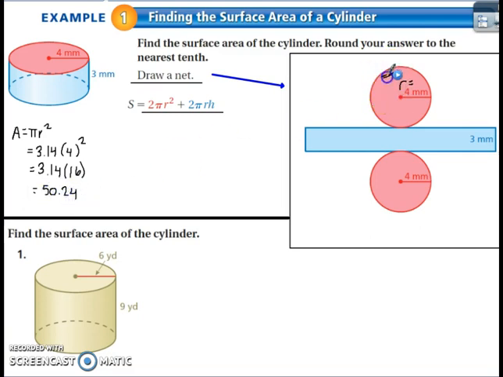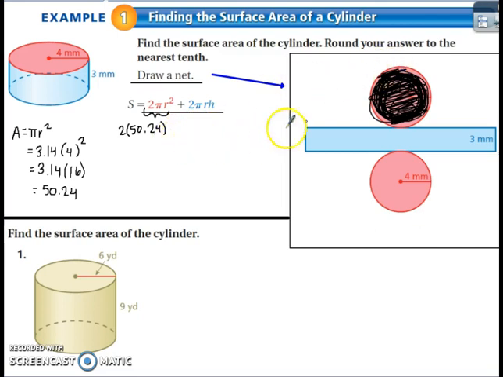So I have found one of these two circles. However, the one on the bottom is exactly the same, so if I'm trying to find the total area of this net that I've drawn, I need not only this top circle, but I also need this bottom circle. So I'm going to take this 50.24 and multiply it by 2 so that I have 2 circles. And that's where this comes into play: 2 pi r squared, or 2 times one of my circles, which is 50.24.